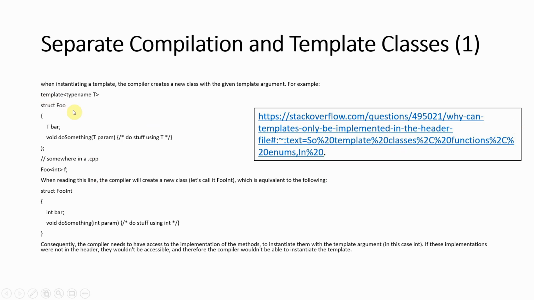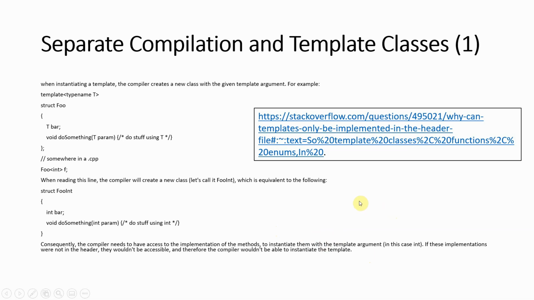But basically, when you declare your template class separate from your CPP file, the compiler needs to have access to the implementation of the methods in the same file to instantiate them with the template argument. If these implementations are not in the header, they're not accessible to the compiler, and therefore the compiler wouldn't be able to instantiate the template. So you would most probably get a linking error.